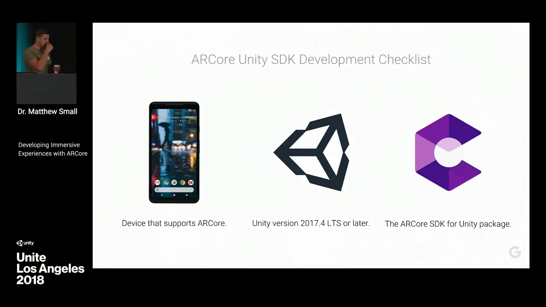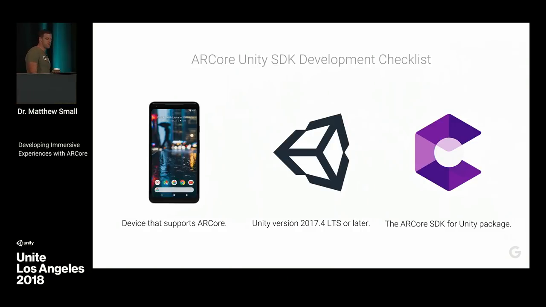There are three things that you need to begin developing for ARCore in Unity. First, you need an ARCore device, a device that supports ARCore. Second, you need Unity Editor 2017.4 or higher. And lastly, you need to download and import the ARCore Unity SDK package into your project. From there, enabling basic AR functionality with motion tracking and camera pass-through is as easy as dropping a single prefab into your scene, flipping a couple settings, and clicking build.